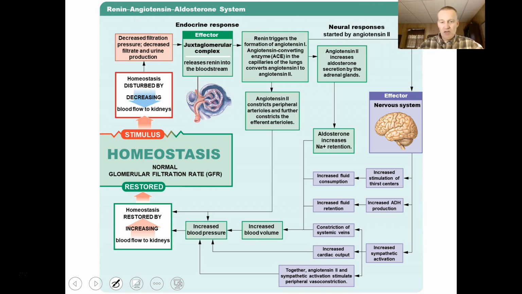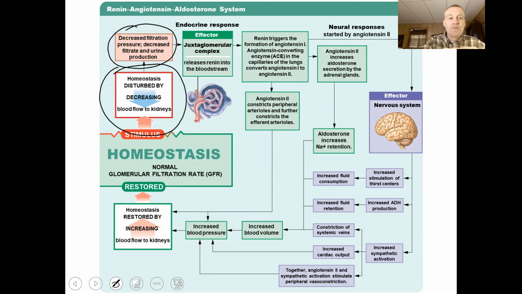All right, this looks like a pretty busy graph, but basically we want to look right here to start it off. So our stimulus for this complex process that you're seeing here is a decreasing blood flow to the kidneys. So we're basically looking at a drop in blood pressure, perhaps a drop in blood volume. This is going to be a stimulus. Now that stimulus is going to be detected because there's a decrease in filtration, a decrease in pressure, a decrease in urine production. All these things, there are sensors to sense that.